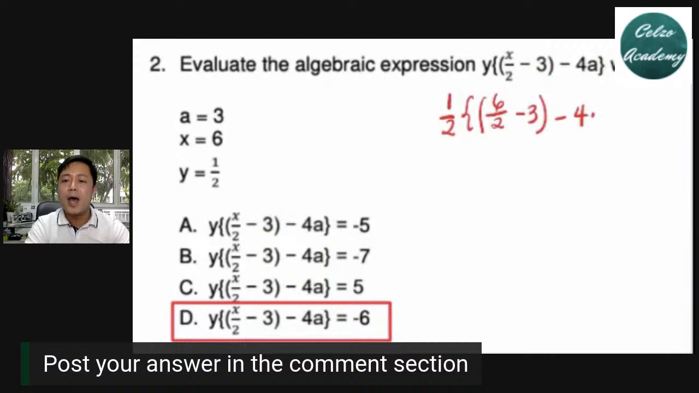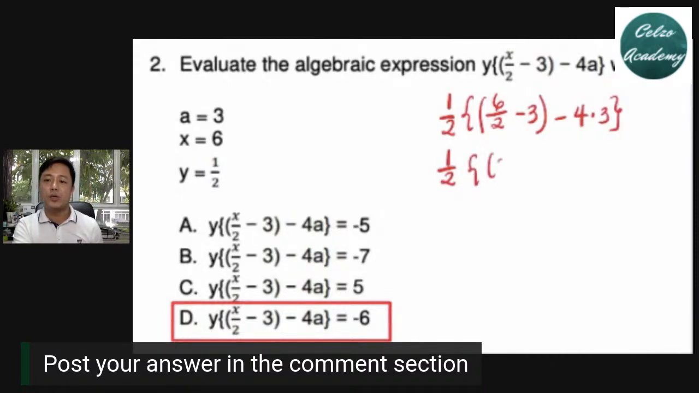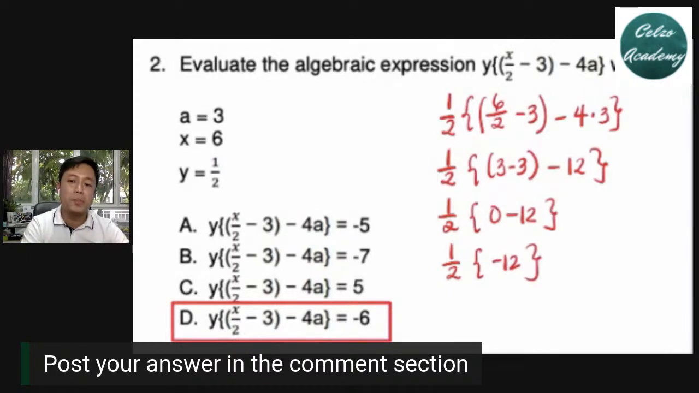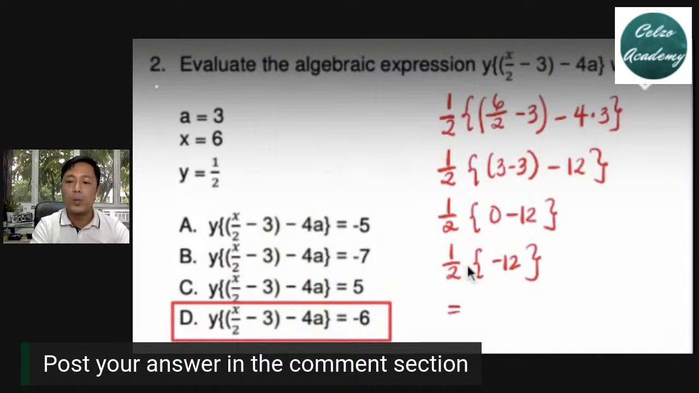So we plug it in. And then we simplify the parentheses first. Make sure you're using the order of operations. So 6 divided by 2 is 3, minus 3. And now we can multiply 4 times 3, which is 12. Simplify further. We need to multiply 3 minus 3, which is 0. Take away 12. And then, of course, 0 minus 12 is negative 12. So now we can simply multiply 1/2 times negative 12, which is negative 6.